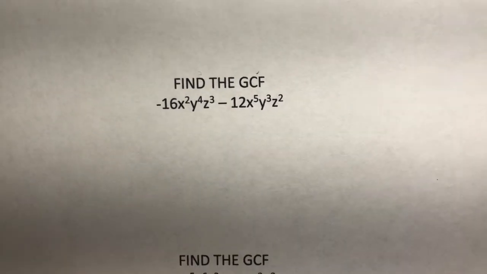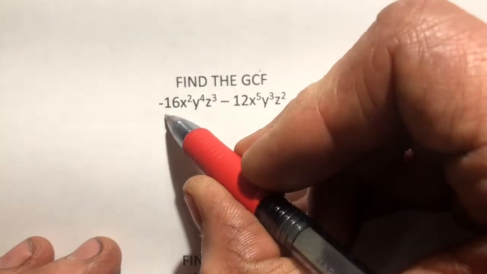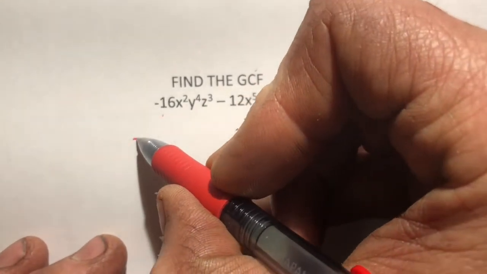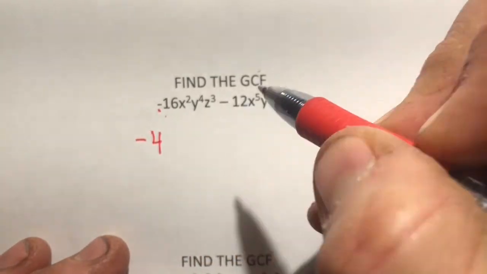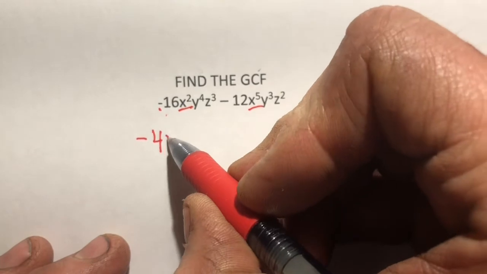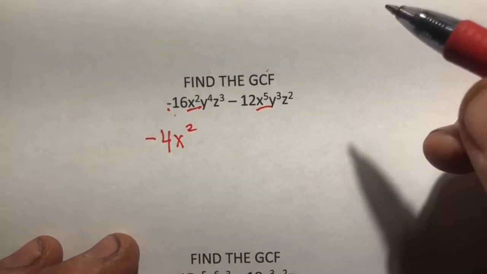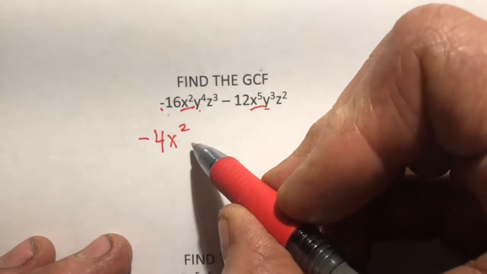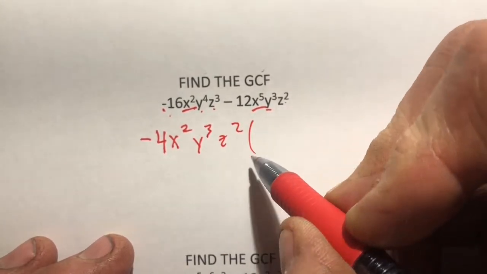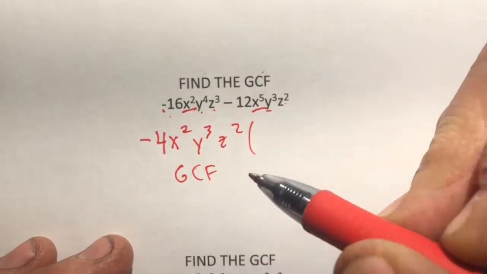Okay, we'll do another one like that. All right, I've got negative 16, negative 12. So my greatest common factor of those numbers is 4. And I could do a negative 4 since they're both negative. Now if I look at my x's, x^2 and x^5, x^2 is the smallest. y^4, y^3, y^3 is the smallest. And then z^2 is the smallest. So there's my greatest common factor right there.